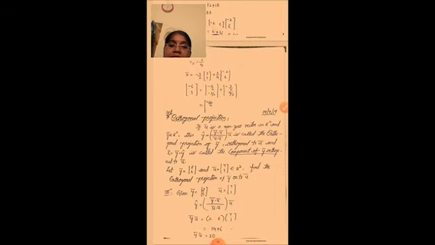This is the next one, orthogonal projection. If u bar is a non-zero vector in R to the power of n and y bar belongs to R to the power of n, then y cap is equal to y bar dot u bar by u bar dot u bar into u bar, called the orthogonal projection of y bar onto u bar, and z bar is equal to y bar minus y cap, called the component of y bar orthogonal to u bar.